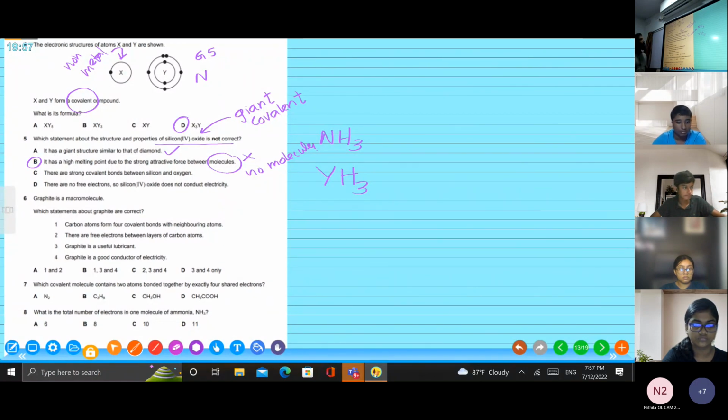Question number 6. Graphite is a macromolecule. Which statements about graphite are correct? Carbon atoms form four covalent bonds, wrong. In graphite, each carbon atom forms only 3 covalent bonds, right? That's why it is going to have an extra electron to conduct electricity. There are free electrons between the layers of carbon atoms, correct. Graphite is useful as a lubricant, correct. Good conductor of electricity, yes. Therefore, the answer is 2, 3, 4.